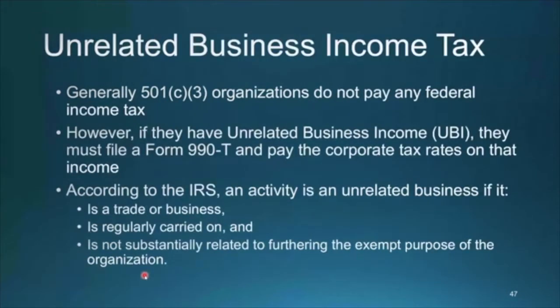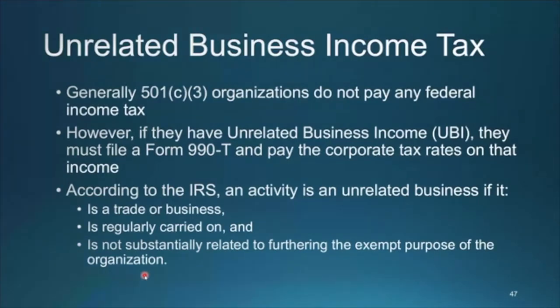All right, let's talk about that unrelated business income tax. Generally, that means an exception is coming. 501(c)(3) organizations do not pay any federal income tax. That's great. Your church receives contributions, pays its bills, and even if it has a little money left over at the end of the year, your church is not going to pay any federal income tax. You're automatically exempt under 501(c)(3). However, if you have unrelated business income, which is UBI, you must file a Form 990-T and pay corporate tax rates on that income. So what is UBI?